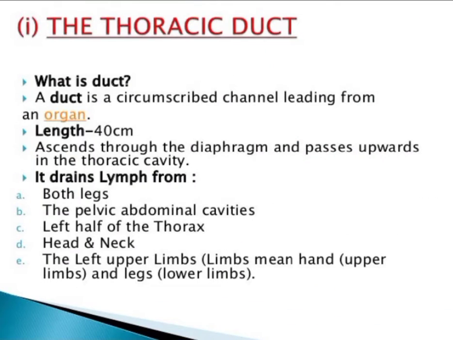The thoracic duct. What is a duct? A duct is a circumscribed channel leading from an organ. Its length is 40 centimeters, it ascends through the diaphragm and passes upwards in the thoracic cavity. It drains the lymph from both legs, the pelvic and abdominal cavities, the left half of the thorax, head and neck, and the left upper limb. Limbs means the hand, upper limbs, and the legs means the lower limbs.